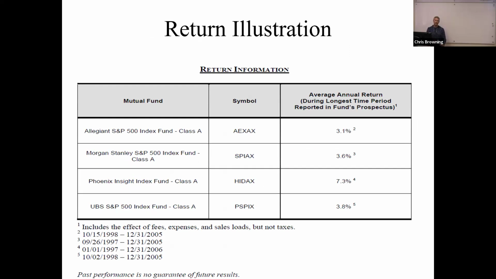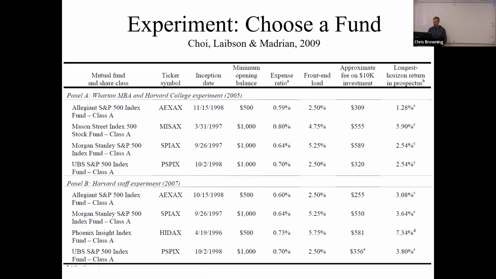Then they come back and condition a different group on returns. Here are the returns over certain periods. This is how we're going to define the parameters for which you might make a mutual fund investment decision. Oh, we have more than one group. I forgot that Wharton was involved in this as well. Then they did an experiment and said, which fund would you choose?